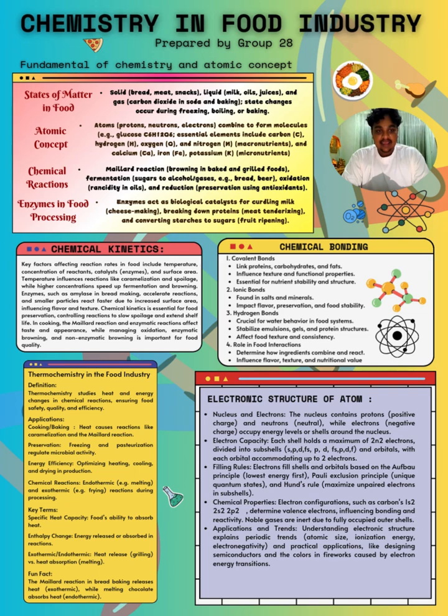Applications and trends. Understanding electron structure explains periodic trends, atomic size, ionization energy, electronegativity, and practical applications like designing semiconductors and the colors in fireworks caused by electron energy transitions.